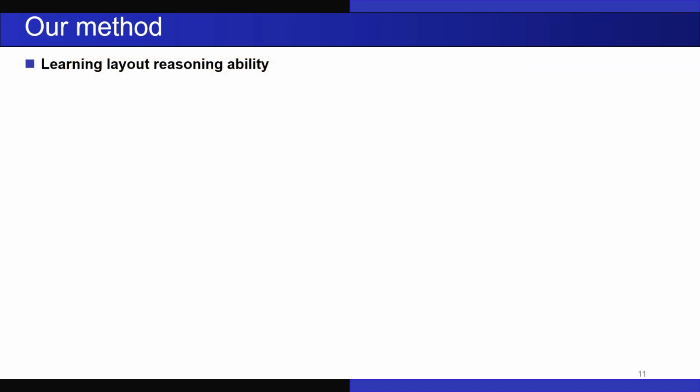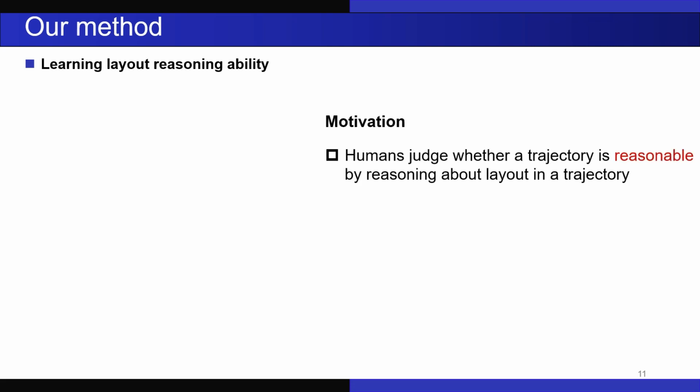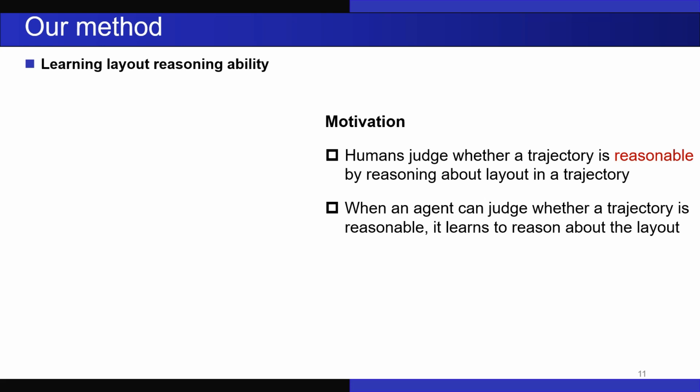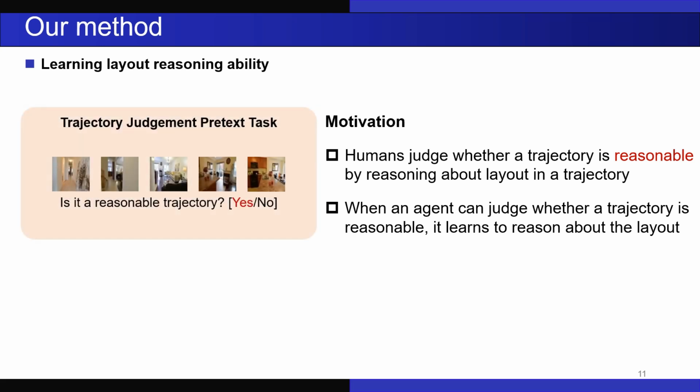The trajectories we generated from YouTube videos give agents real layout information. So how should agents learn to reason about layout from them? We observe that humans judge whether a trajectory is reasonable by reasoning about its layout. Then, when an agent can judge whether a trajectory is reasonable, it should have learned to reason about the layout. To this end, we propose the trajectory judgment pretext task to ask the agent to identify reasonable navigation trajectories. The input could be a reasonable trajectory generated by our method mentioned before, or an unreasonable one made by shuffling.